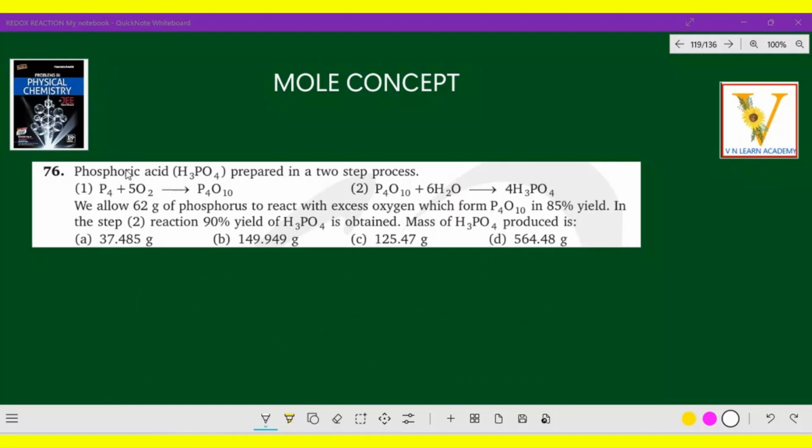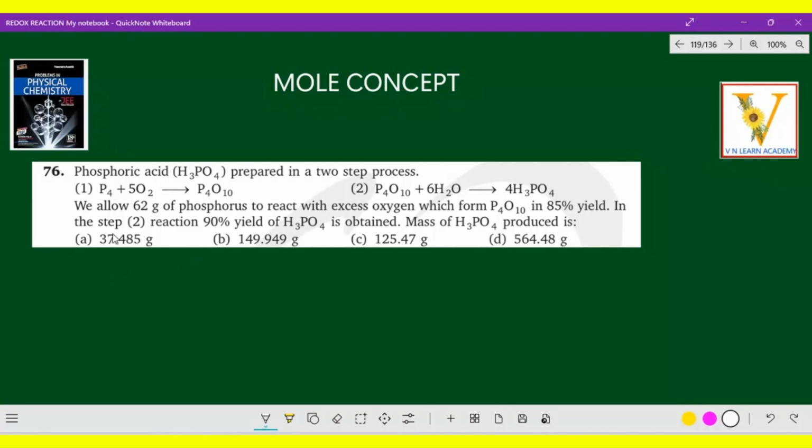The next question. Phosphoric acid, H3PO4, is prepared in a two-step process. The first step, P4 plus 5O2, you will get P4O10. P4O10 plus 6H2O, you will get 4H3PO4. We allow 62 gram of phosphorus to react with excess oxygen, which forms P4O10 in 85% yield. And in the step 2 reaction, 90% yield of H3PO4 is obtained. What mass of H3PO4 is produced?